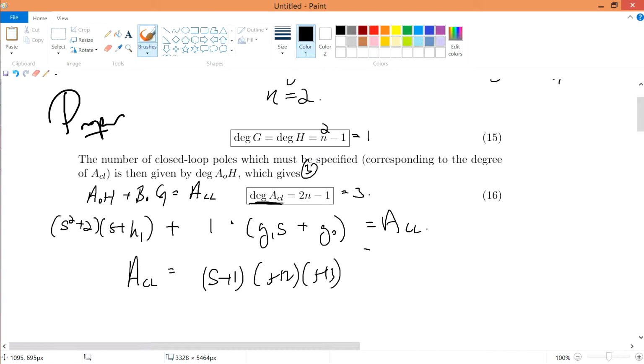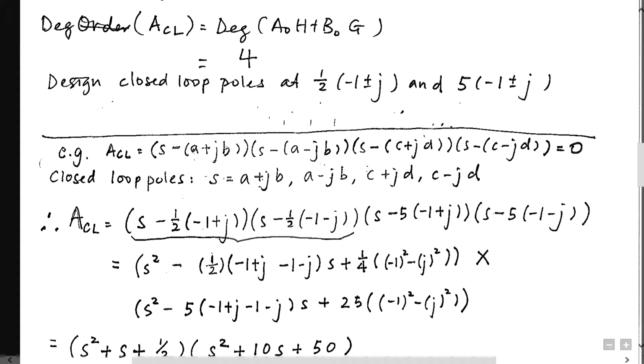And I just simply sub in my s value. Sorry, I shouldn't have said s plus 1. I should say s plus a, s plus b, s plus c. This is the general equation. You can also choose a complex pair, which is like s plus a, something like that, where your a is equal to minus a plus jb.